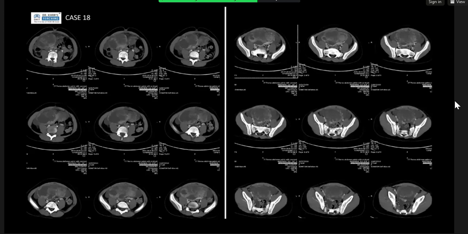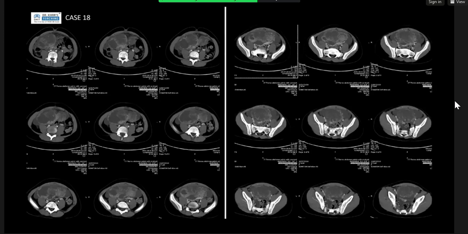May I know the age and gender of the patient? It's a 15-year-old girl with increasing abdominal distension. These are heterogeneously enhancing abdominal pelvic lesions extending from the pelvis into the abdomen.